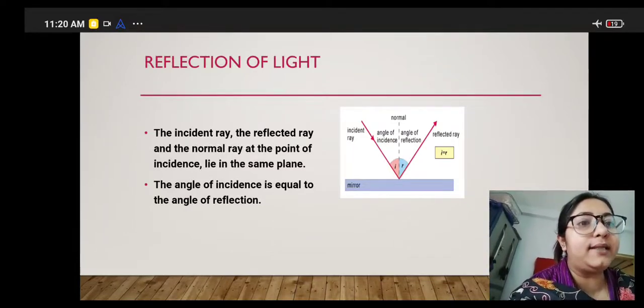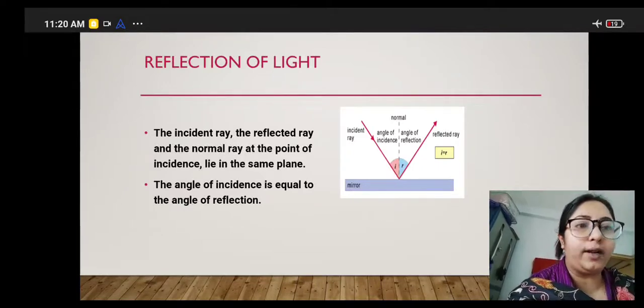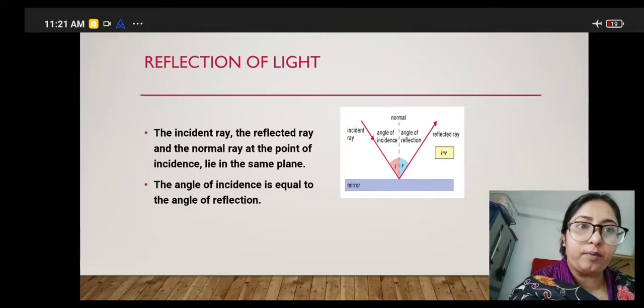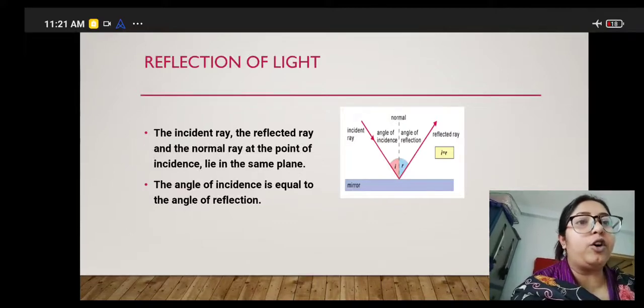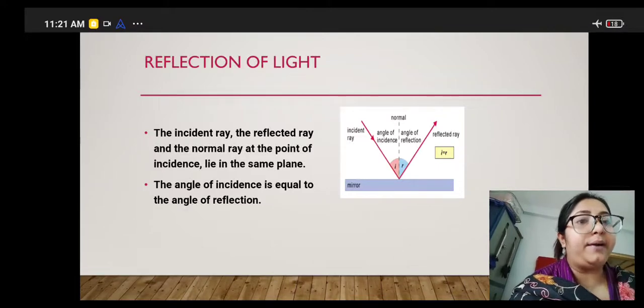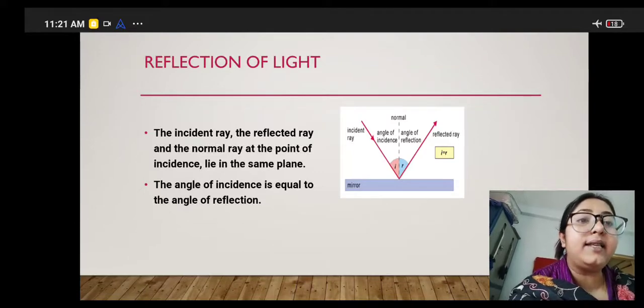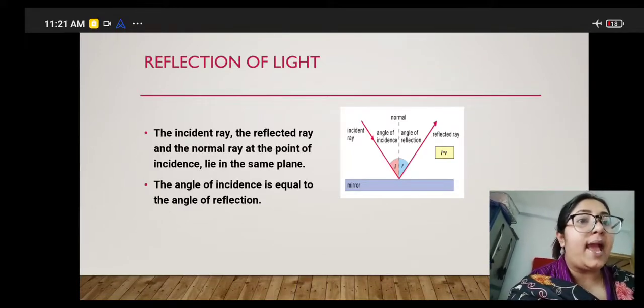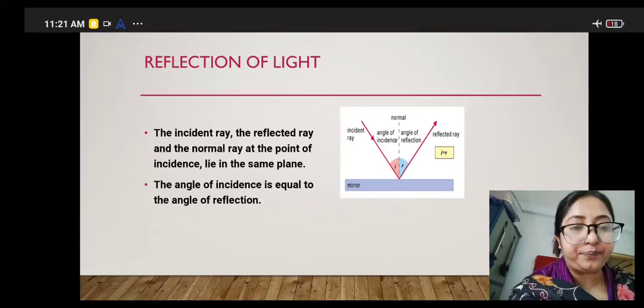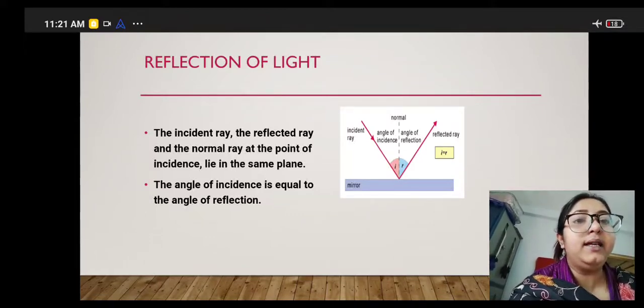So here, the incident ray is the ray which falls on a substance, on a material, on an object. And reflected ray is the ray which gets reflected from the surface of the object. Now, what is normal? Normal is a line which is 90 degree, which is perpendicular to the object. And what is angle of incidence? Angle of incidence is the angle that an incident ray makes with the normal, and angle of reflection is the angle which a reflected ray makes with the normal. Clear?